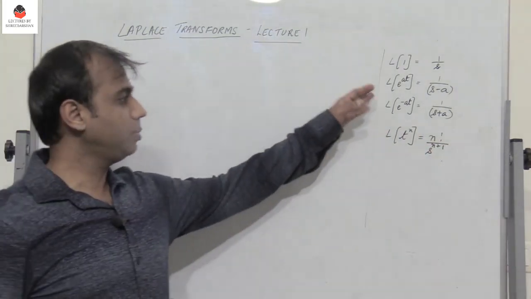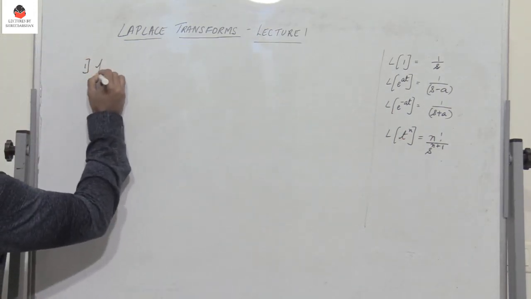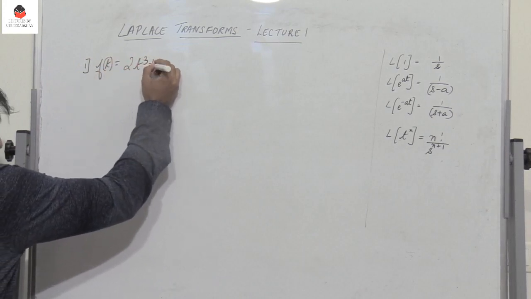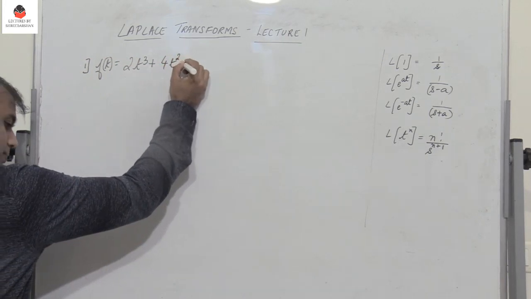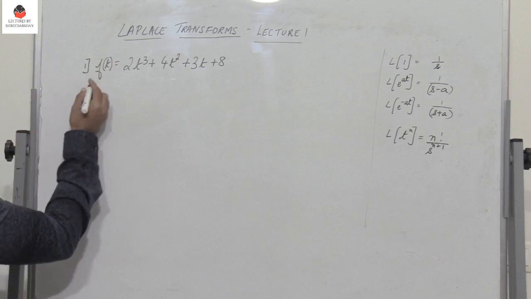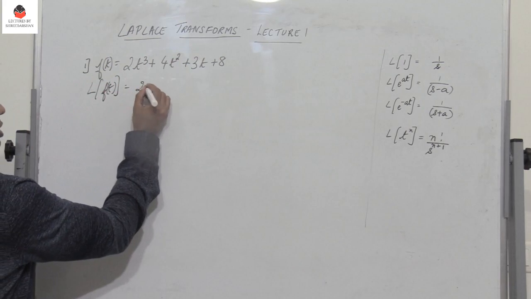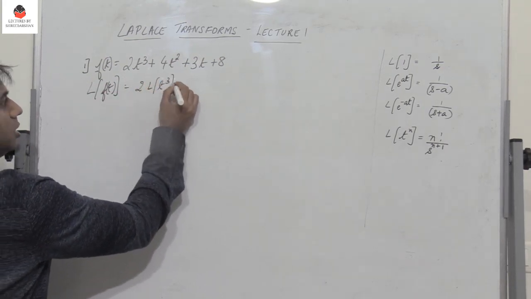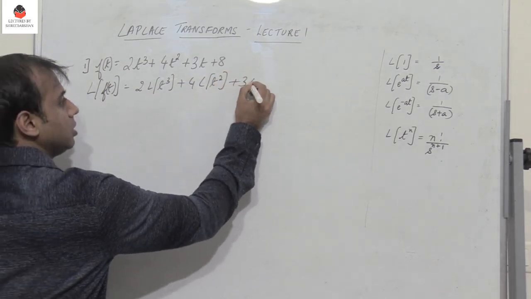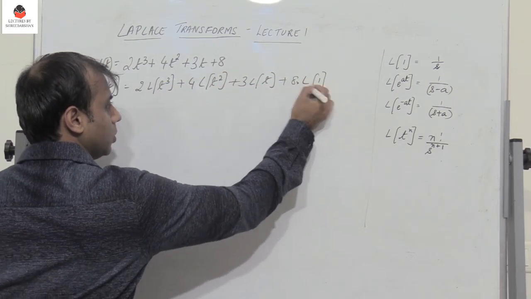Now using these formulas, let us solve a few examples. The first one, f of t equals 2t cube plus 4t square plus 3t plus 8. Right? So we need to find the Laplace transform of f of t. So this is 2 into the Laplace transform of t cube plus 4 into the Laplace transform of t square plus 3 into the Laplace transform of t plus 8 into the Laplace transform of 1.